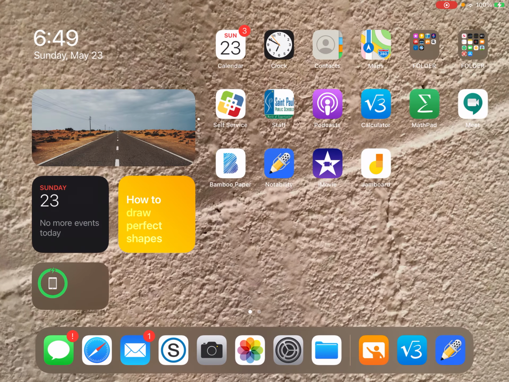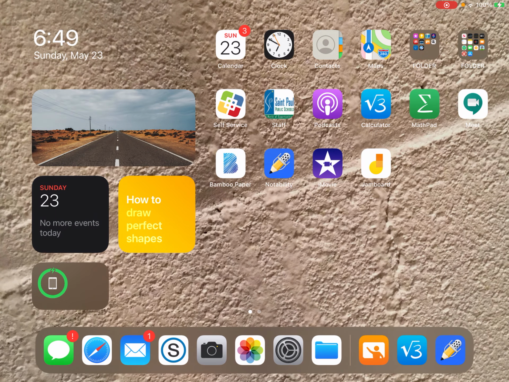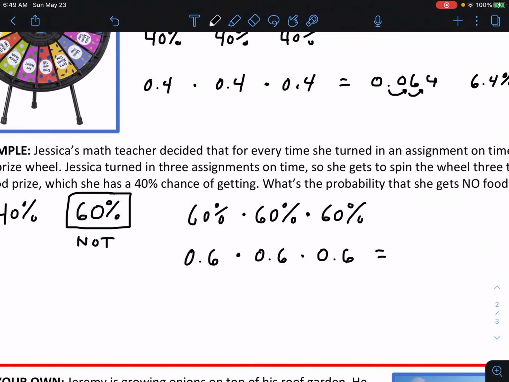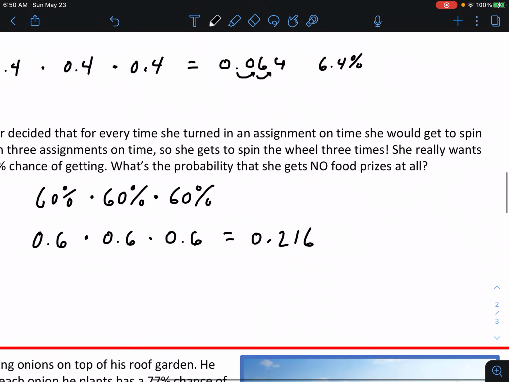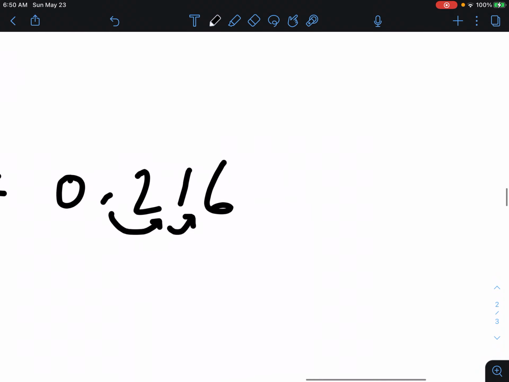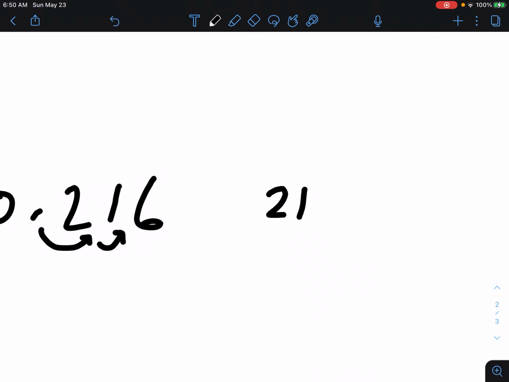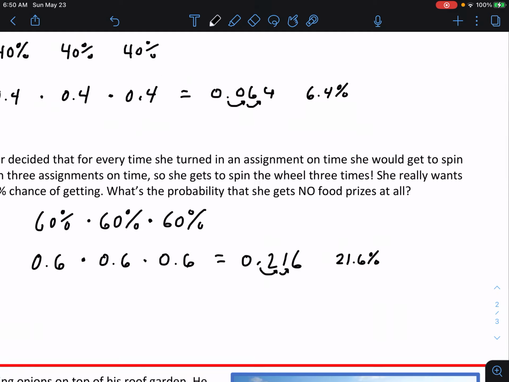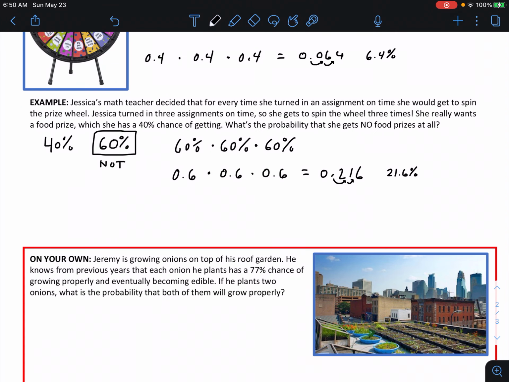0.216. All right, so here we go. Okay, so we have 0.216, and remember we move that decimal 2 places this direction, so we end up with 21.6%. All right, so the probability that she gets no food prizes at all is 21.6%.